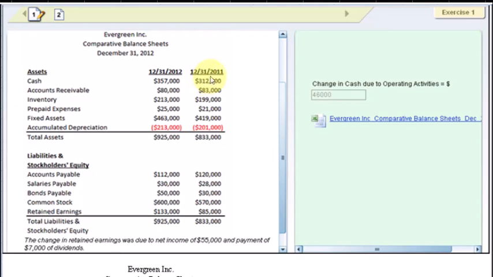And remember that the beginning of the year is the same as the end of the year from the year before. They also tell us that the change in retained earnings was due to net income of $55,000 and payments of $7,000 in dividends. And then we have all these other balance sheet items and liability items and stockholders' equity items provided on the balance sheet. So let me slide down and I'll show you how we would work this one.